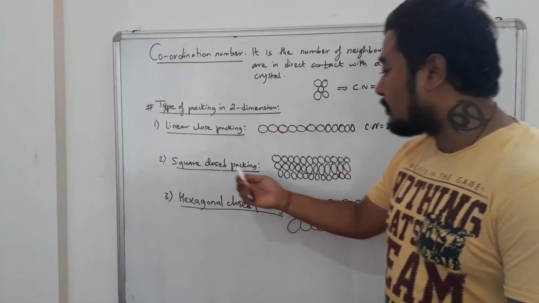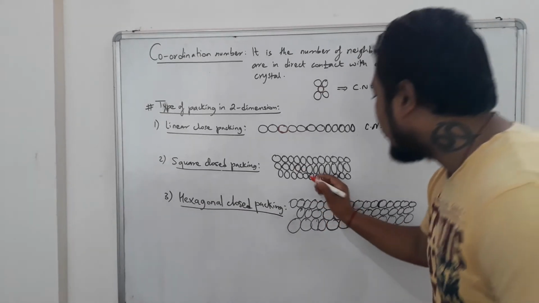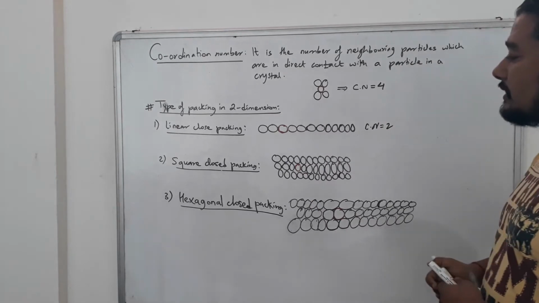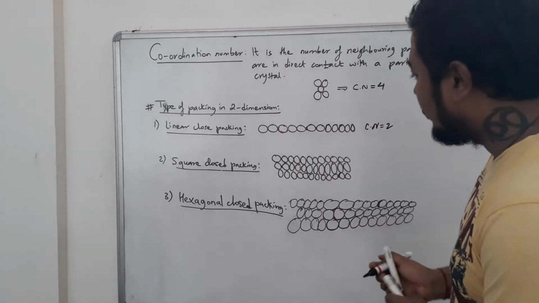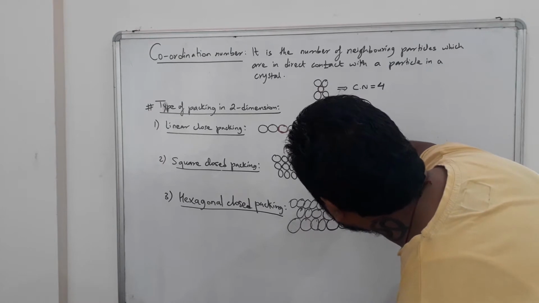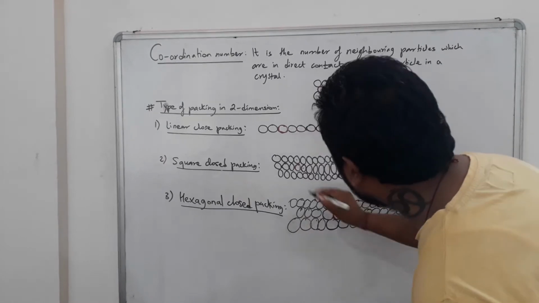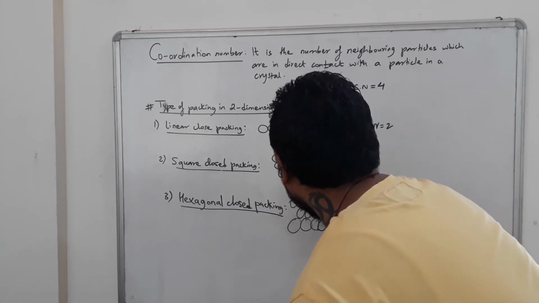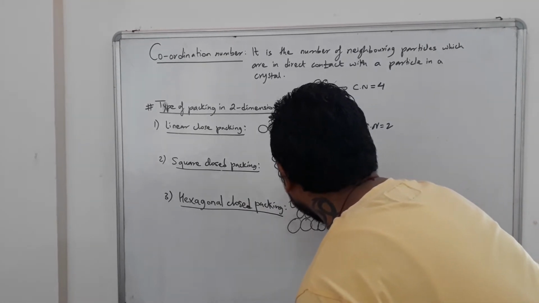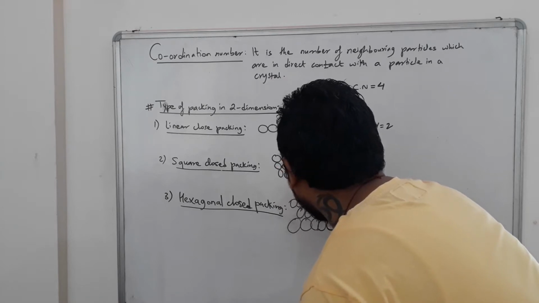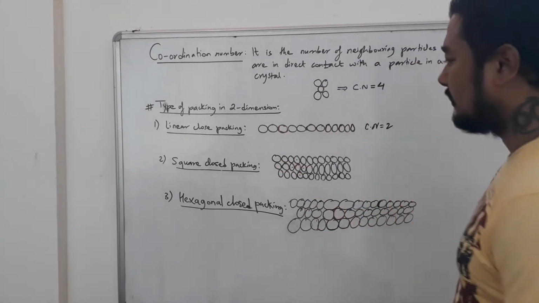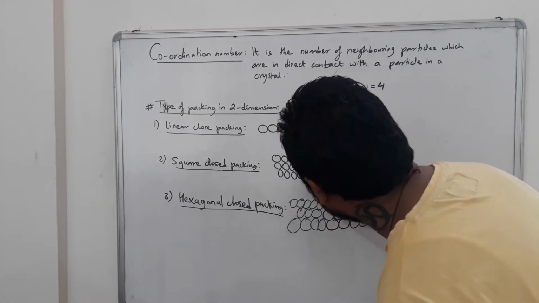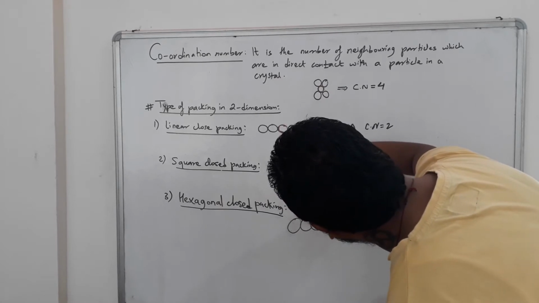Now let us see square close packing, students. Out here I made one particle to make you understand. You can see this particle is in direct contact with this particle, this particle, this particle, and this particle. If you draw a line from here, you get the shape of a square. You can see here.